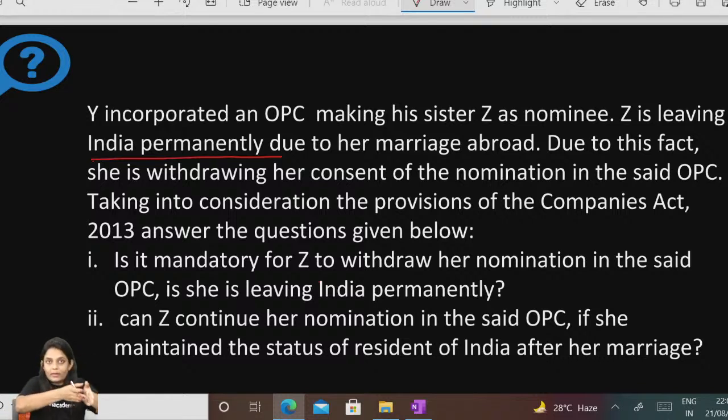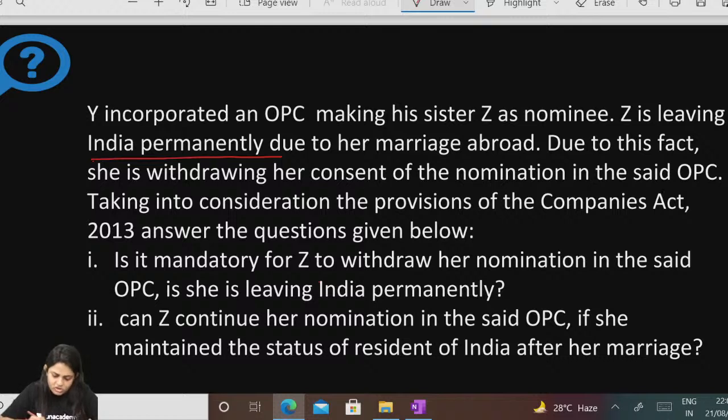Under the old rules, she would have to withdraw. Correct or not? In fact, this question was asked in your exam, this July session only. As per the earlier act, she would have to withdraw her nomination, because to be a nominee, she must be a resident of India. That was as per the old act. However, now it is not mandatory to be a resident of India. So, due to this fact, she is withdrawing her consent of the nomination in the said OPC.